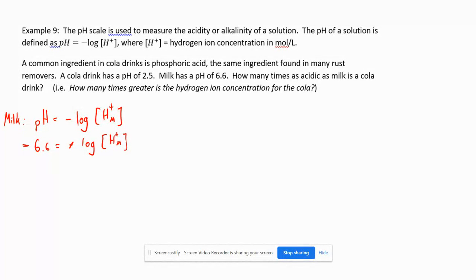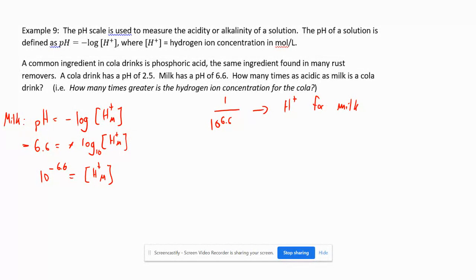Now, for logarithms, guys, this is a common logarithm. That means this is going to be an implied base of 10. This means we have 10 to the negative 6.6 equals the H positive of milk. In other words, it's really very small. That means the ratio of hydrogen ions compared to your solution is going to be 1 for every 10 to the 6.6. So pretty much 1 in about every million atoms, you're going to have a hydrogen ion in there. So that's the hydrogen ion concentration, the H plus for milk.